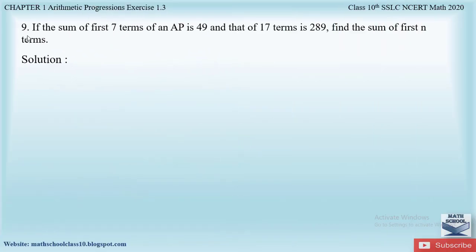So let us solve the 9th question from exercise 1.3, which says: if the sum of the first 7 terms of an AP is 49 and that of the first 17 terms is 289, find the sum of the first n terms. Let us write down what is given in the question first. The sum of the first 7 terms, that is S7, is equal to 49, and that of the 17 terms, that is S17, is equal to 289. Now they are asking us to find the sum of the first n terms.